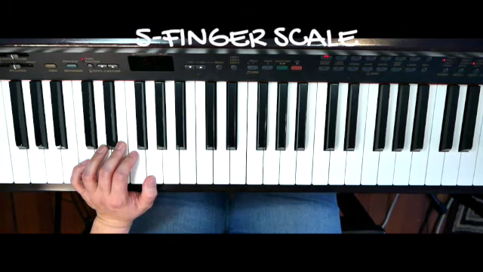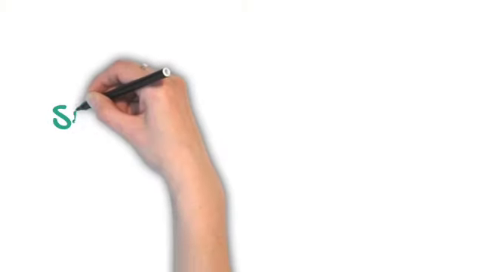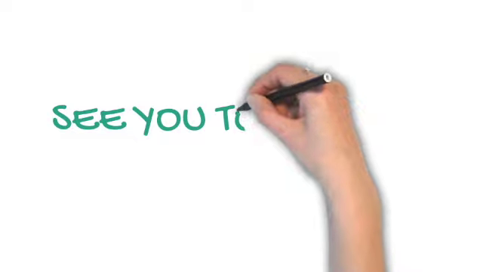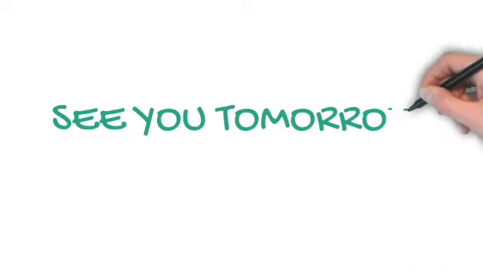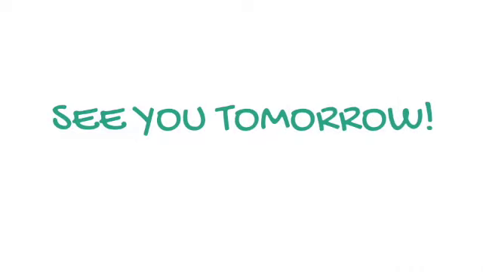All right, so that's your exercise for today. Just do one hand at a time, playing the 5-finger scale. All right, so I hope today's lesson was very informative. That will help us with tomorrow's lesson, which is the major chords.